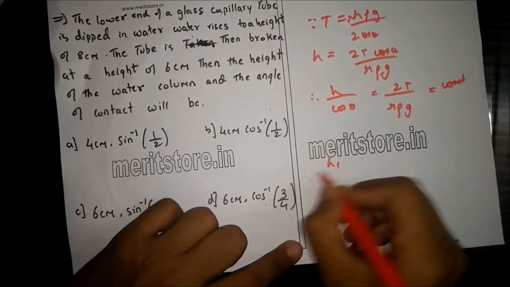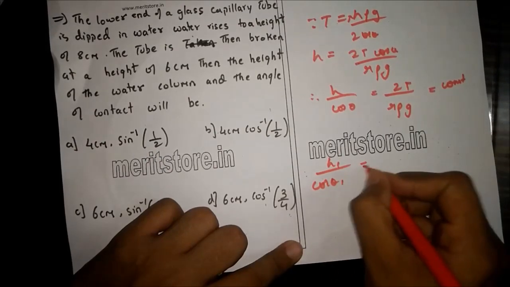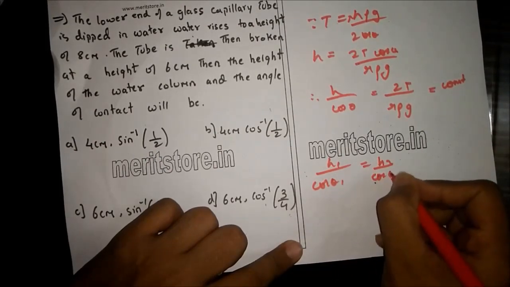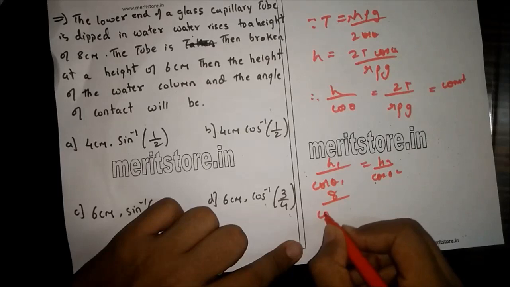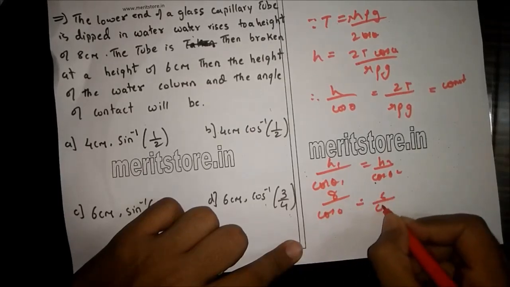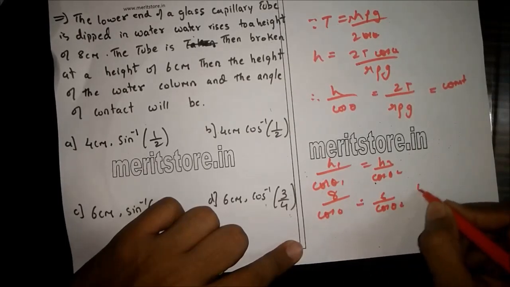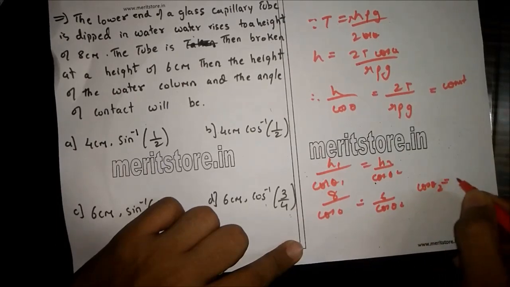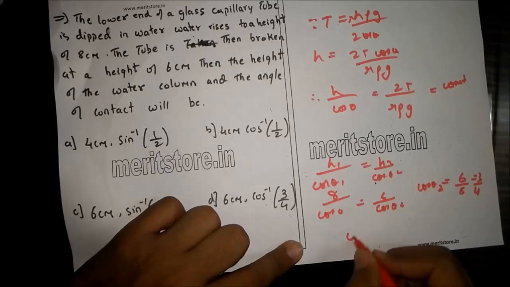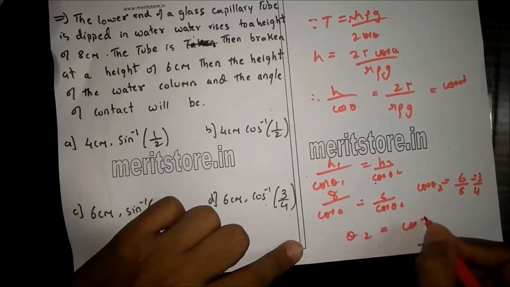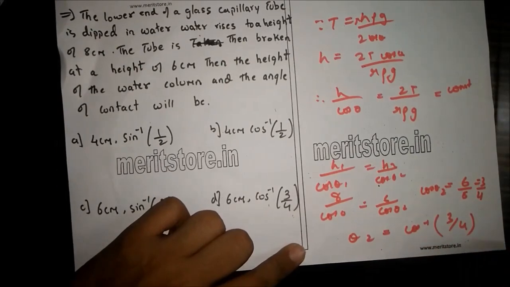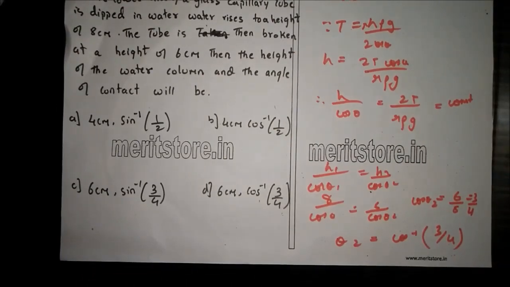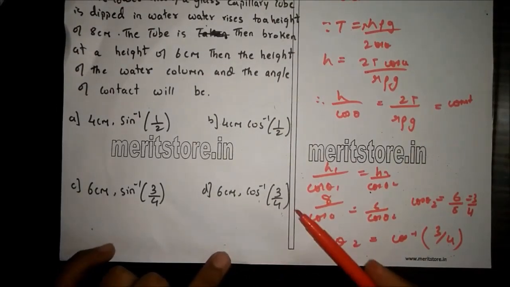Therefore H1 cos theta 1 is equal to H2 cos theta 2. 8 upon cos 0 is equal to 6 upon cos theta 2. Therefore, cos theta 2 is equal to 6 upon 8, which is 3 upon 4. Therefore, theta 2 is equal to cos inverse of 3 upon 4. Therefore, the correct answer here will be option D, 6 centimeter, and cos inverse of 3 upon 4.